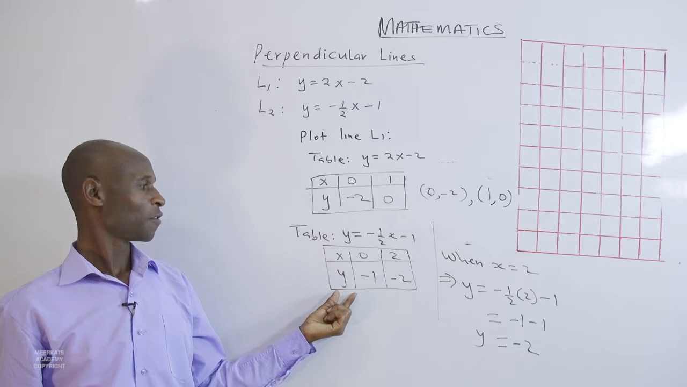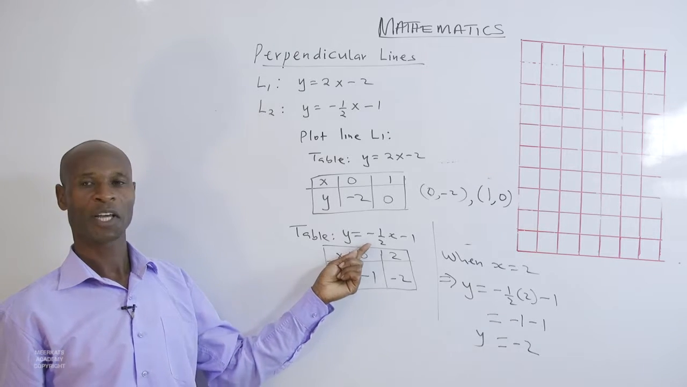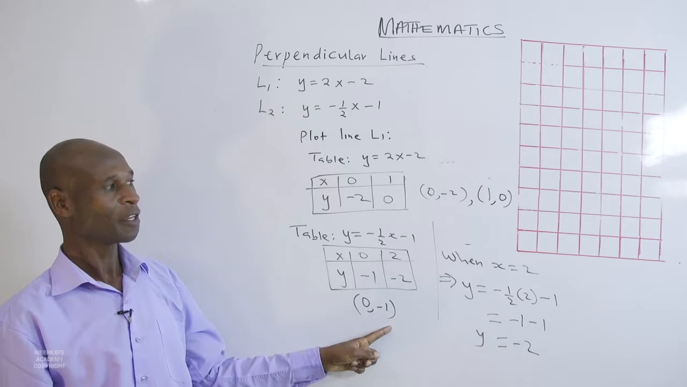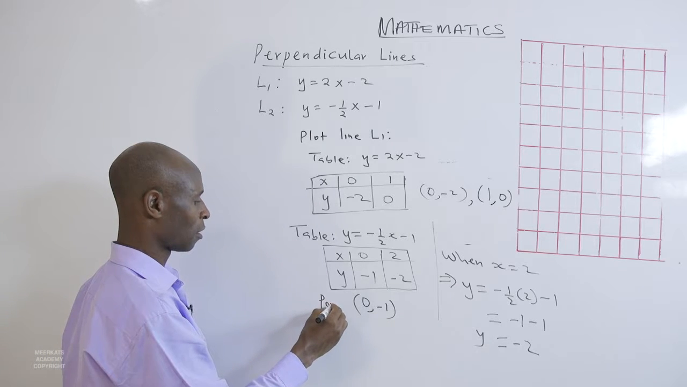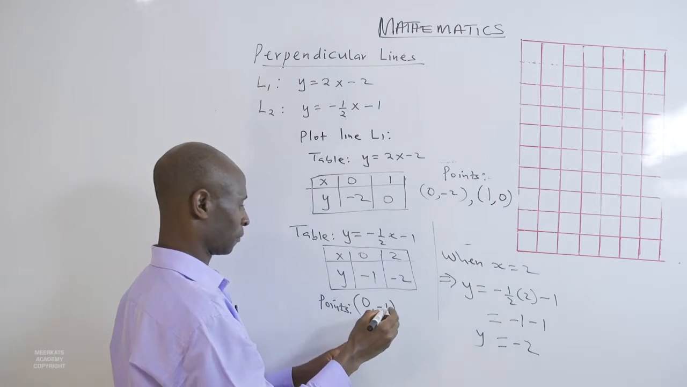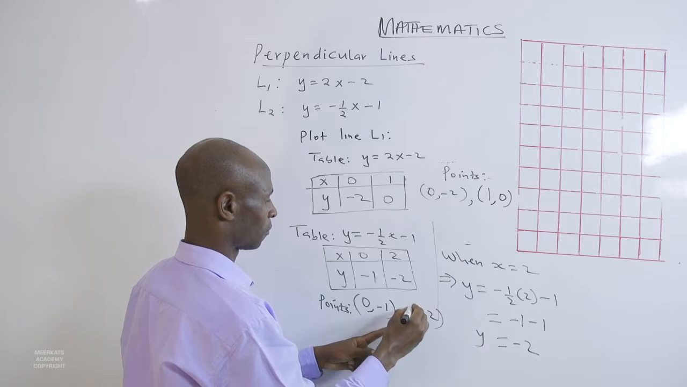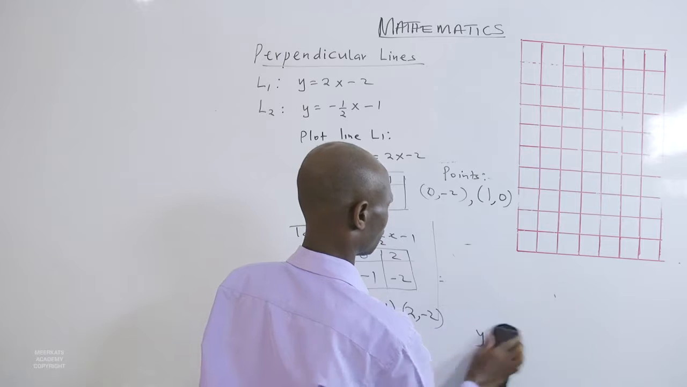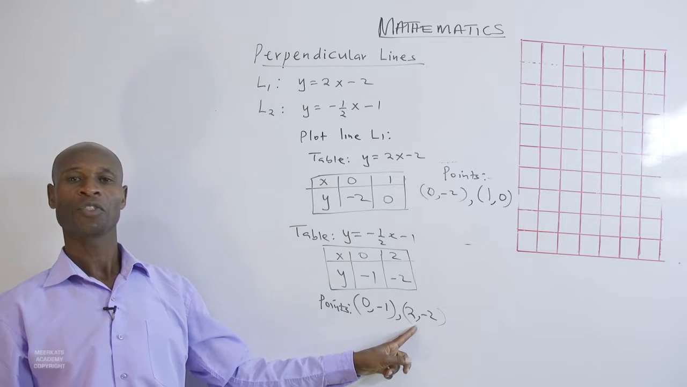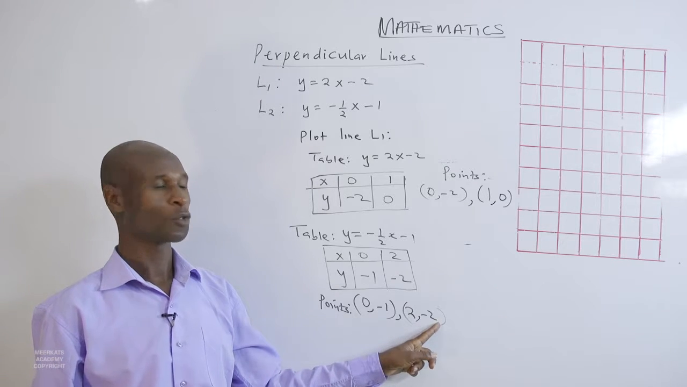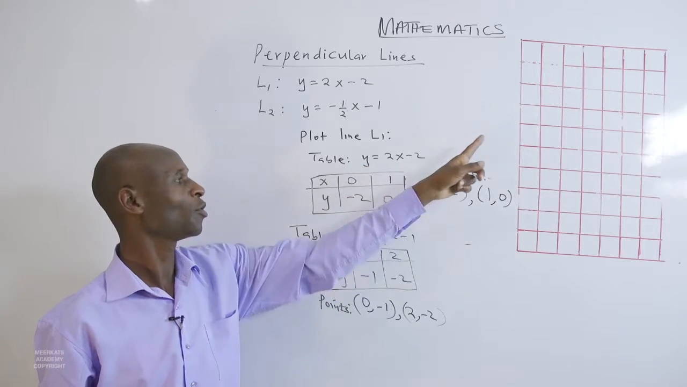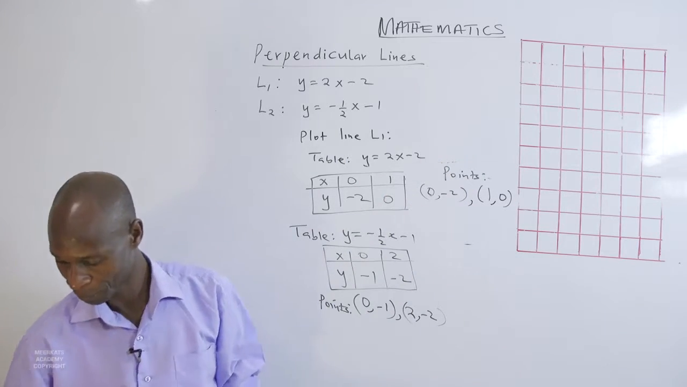Then the points to plot for the table whose equation is y = -1/2 x - 1 will be (0, -1). And the second point to plot is (2, -2). So let us start with the first line, whose equation is y = 2x - 2, and represent it on the Cartesian plane.